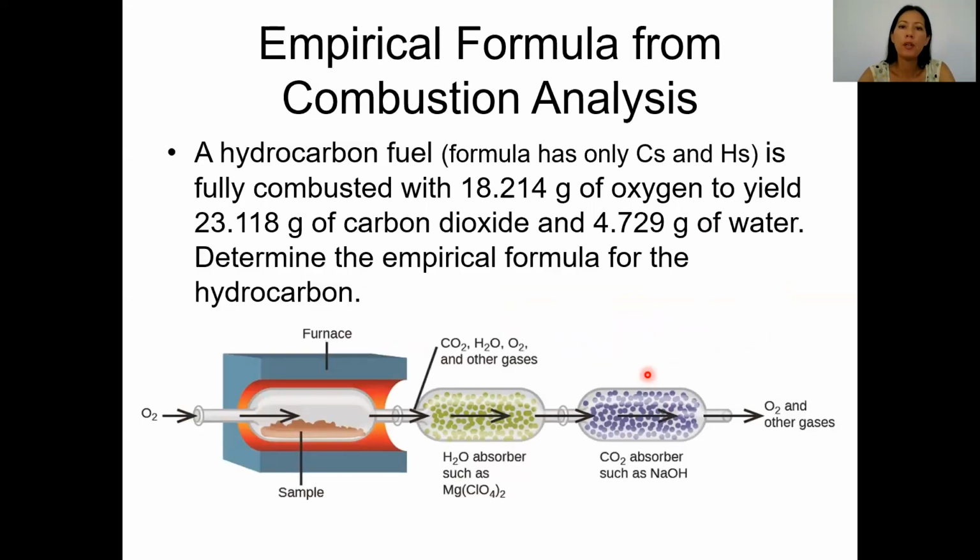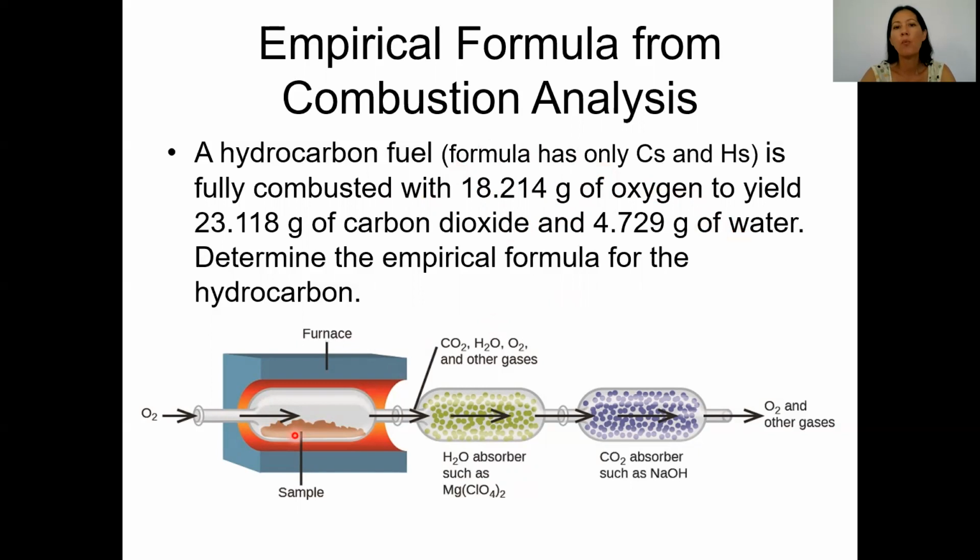Our third way to determine empirical formula uses this type of reaction, the combustion reaction. And this is very useful when you're talking about hydrocarbons. So in this problem, we have a hydrocarbon fuel. Its formula only has C's and H's, and it's fully combusted, meaning it reacts with a certain amount of oxygen to yield carbon dioxide and water.